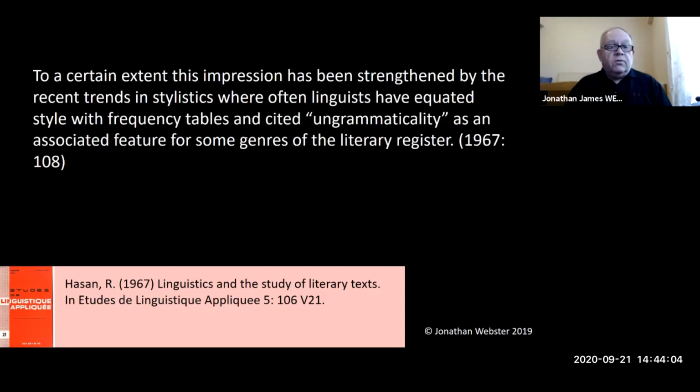Now, she agrees to a certain extent. She said this has been strengthened by recent trends in stylistics, where linguists often equated style with frequency tables and cited ungrammaticality as an associated feature of some genres of literary register. In other words, yeah, if you just do your tables of statistics, and if you keep saying, oh yes, notice how that's ungrammatical, then yeah, it is a kind of trivial pursuit.